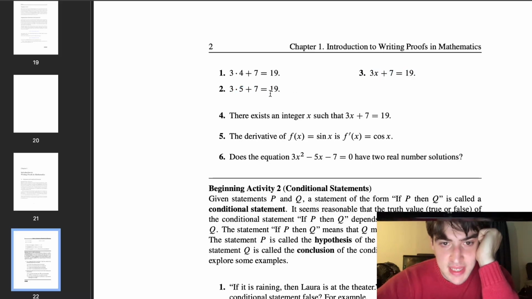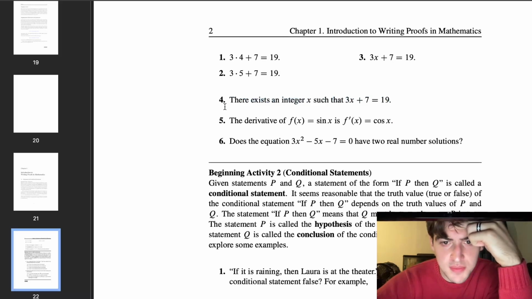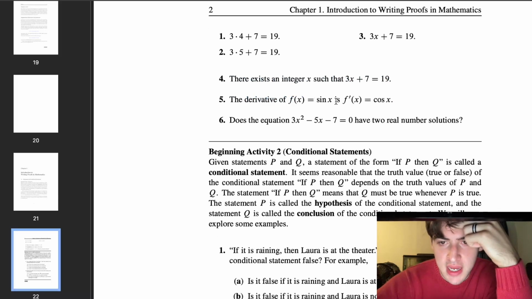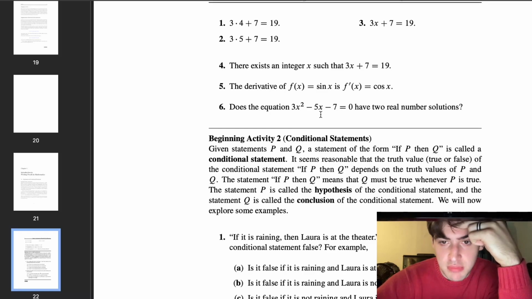3 times 5 plus 7 equals 19, that's a statement. There exists an integer x such that 3x plus 7 equals 19. Would that be a statement? I feel like that would be a statement because there is no in-between there. It would either be true or false. The derivative of f of x equals sine x is f prime of x equals cosine x. I think that would be a statement. That is either true or false. There is no ambiguity. Does the equation 3x squared blah blah blah, this polynomial equals 0, have two real number solutions? That's a question. That's not a statement.